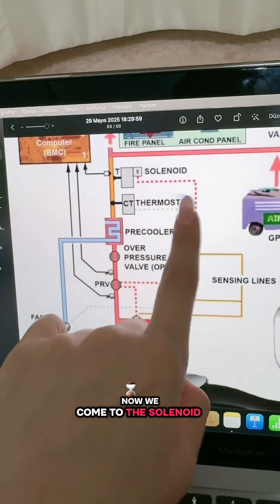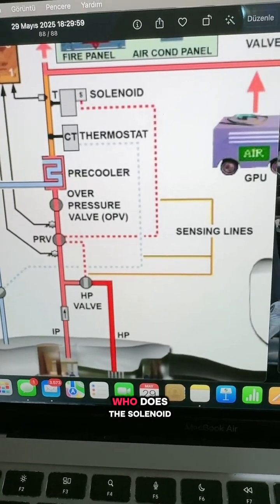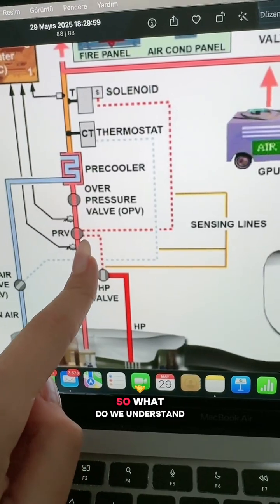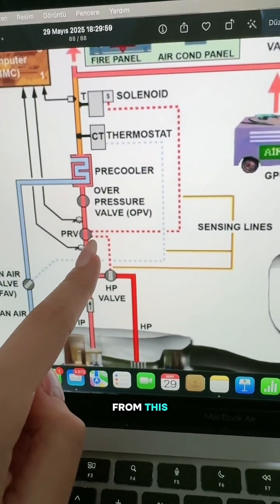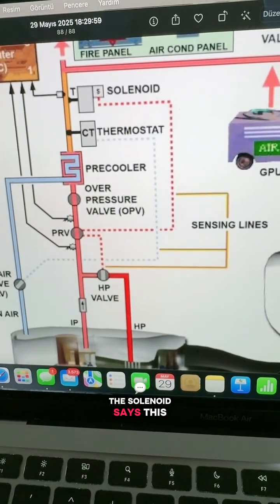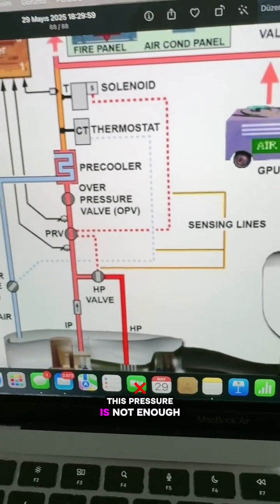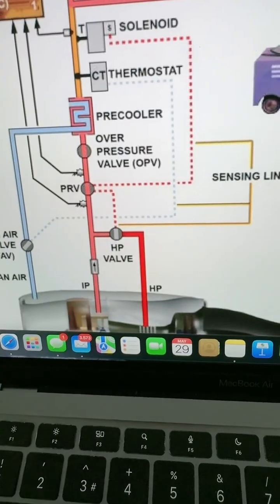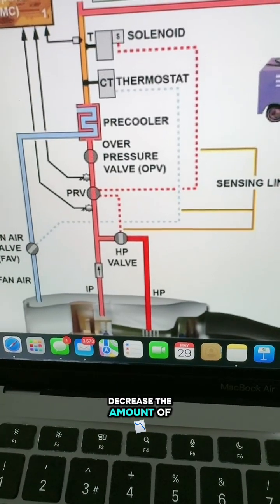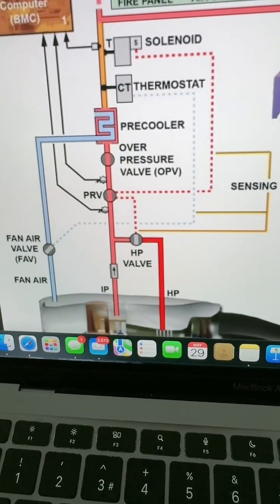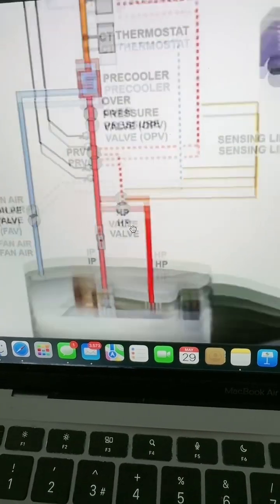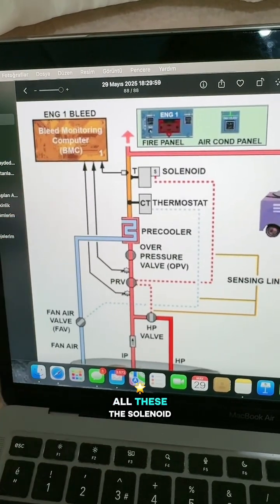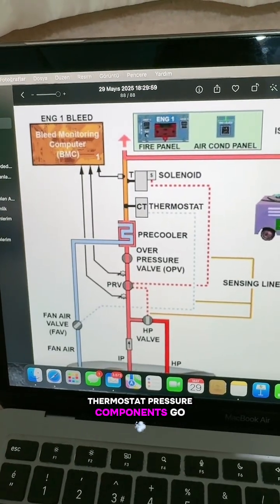Now we come to the solenoid. Who does the solenoid send a signal to? The pressure regulating valve. So what do we understand from this? The solenoid says this pressure is enough or this pressure is not enough. Then it connects to the high pressure valve and helps increase or decrease the amount of air coming from the ninth stage.